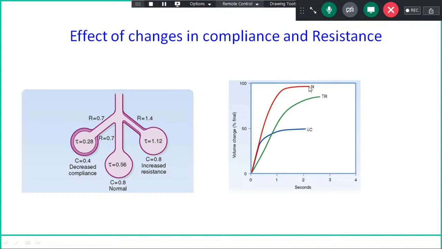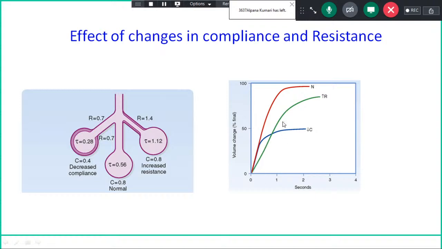Within 2 seconds, or actually if you see, it is slightly more than 1.2 or 1.3, the total ventilation or the volume has been achieved by that particular unit, and in 0.56 seconds it had received about 63% of the total amount of ventilation, whereas those units which have increased resistance will have an increase in the time constant.